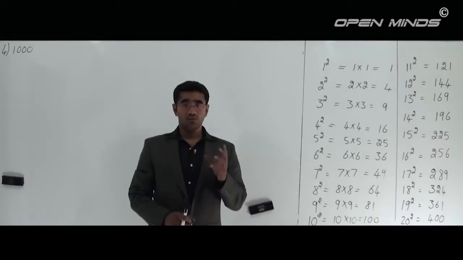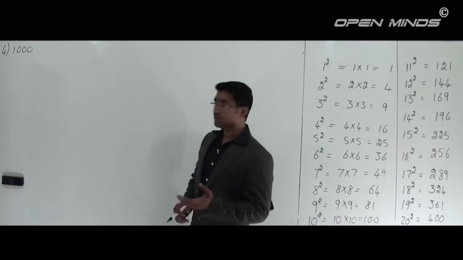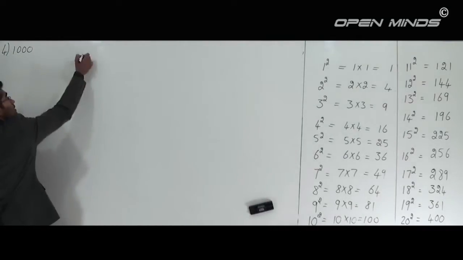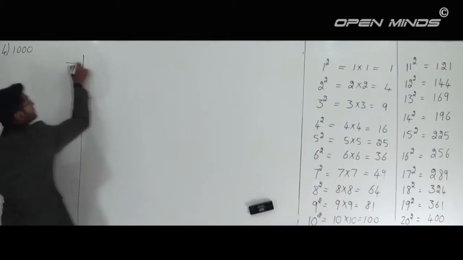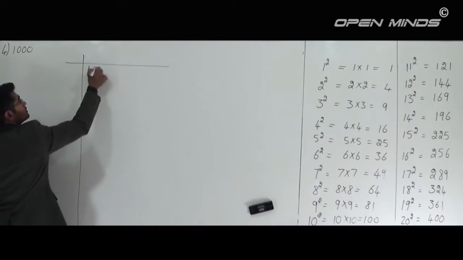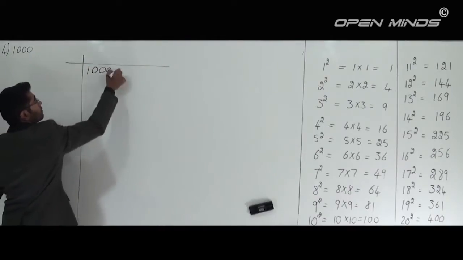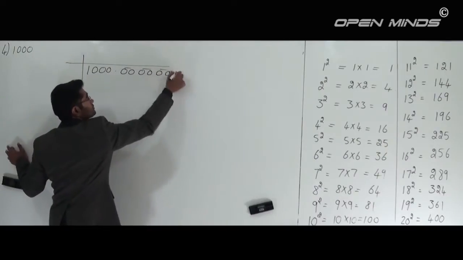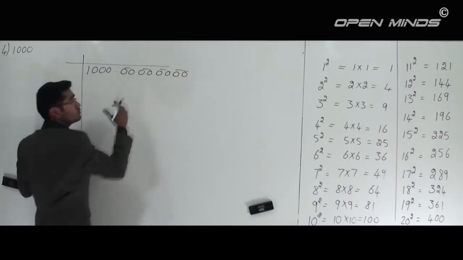Well guys, now let's work with the fourth one here. We're trying to find the square root of 1000 to fourth decimal place. We know what the procedure is, so let's just go ahead with that. What I have to do is write 1000 here, and I will write 4 sets of zeros because I need 4 decimals. I need 4 of these guys.